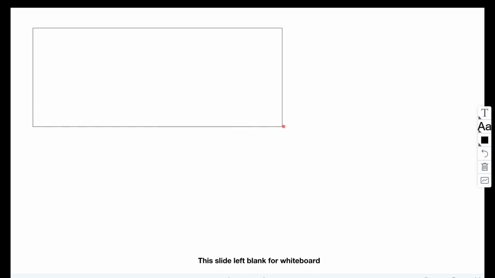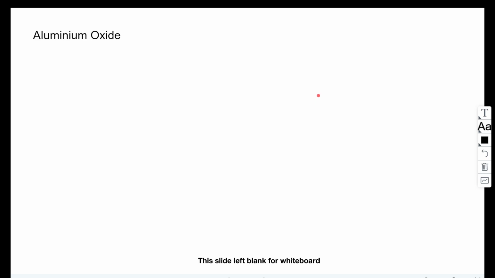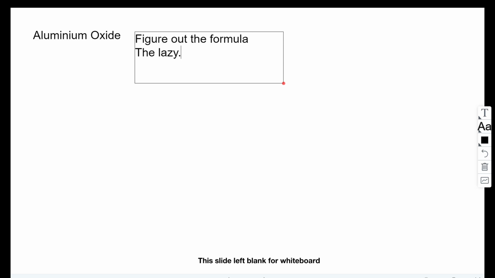Okay, so what we're going to do is we're going to go ahead and do one right here where it's going to be aluminium oxide. Okay, and we're going to go ahead and figure out the formula for it. And we're going to figure it out the lazy way, okay? Because we don't want to have to draw out aluminum atoms and oxygen atoms. That takes way too long, okay?